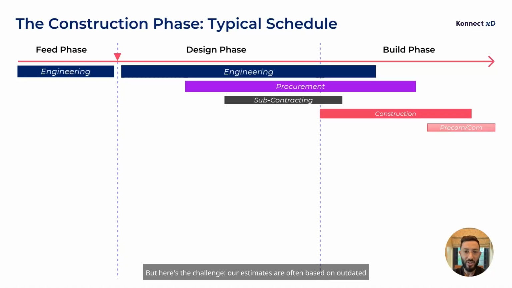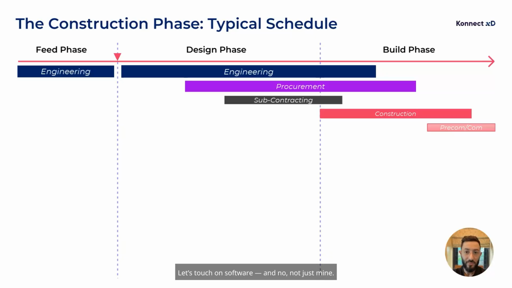But here's the challenge. Our estimates are often based on outdated indices, Excel files floating around uncontrolled, and fragmented historical data. These early concepts somehow evolve into the official project plan, the schedule, the cost estimate, even though they're not always well-founded, and we assume there will be a clean handover between FEED and EPC. Spoiler alert, there usually isn't.